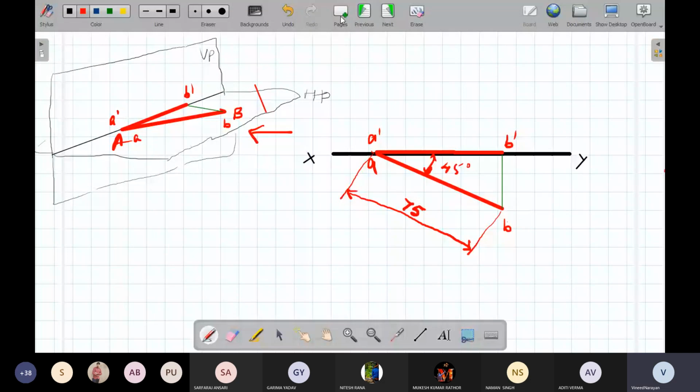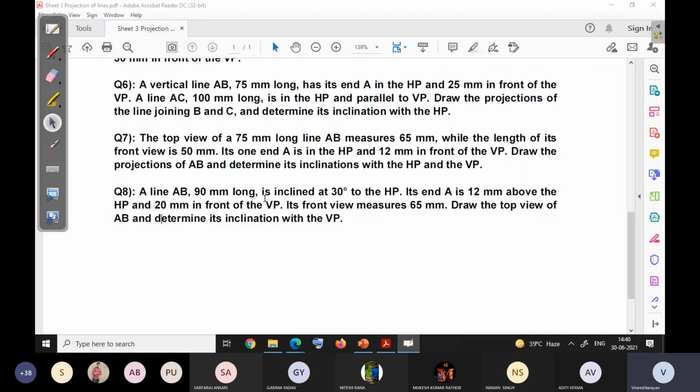Okay, so line AB is 90 mm long. So the length of the line is given. It is inclined 30 degrees to the HP. Its end A is 12 mm above the HP and 20 mm in front of VP. So first we can easily mark the point A. Okay, and then its front view measures 65. Draw the top view of AB. Determine its inclination with the VP.